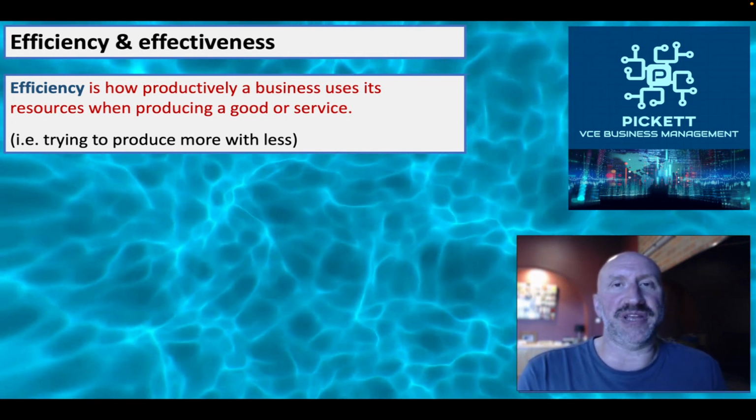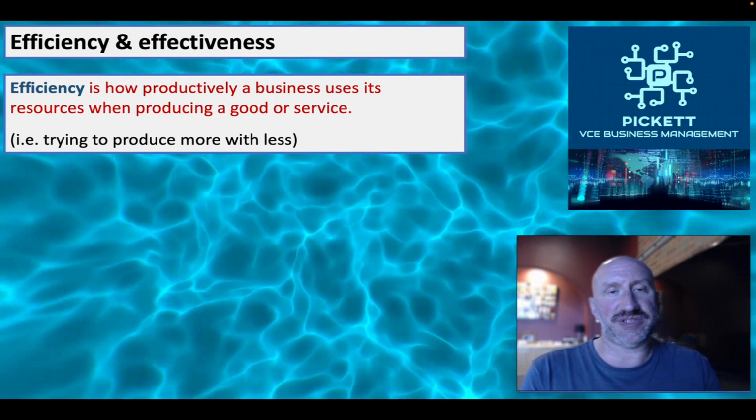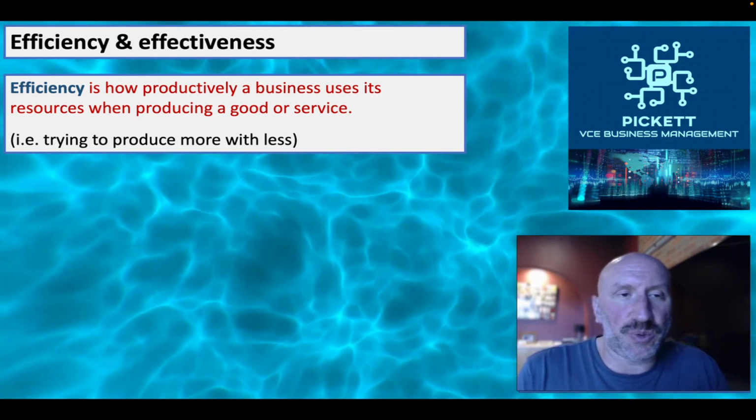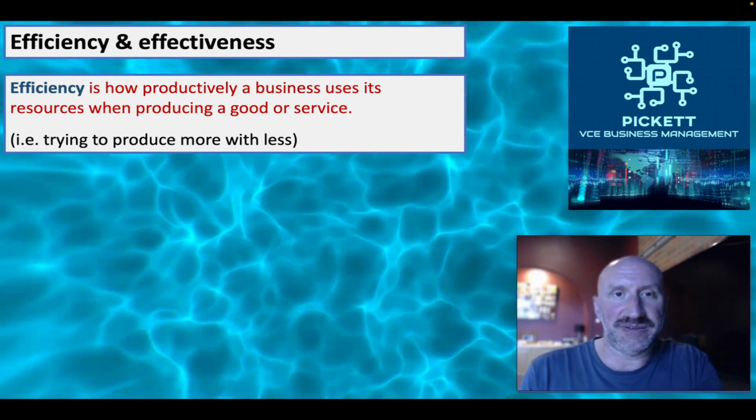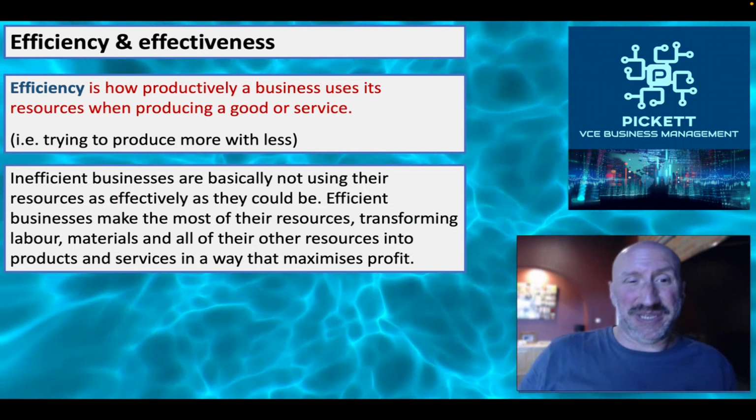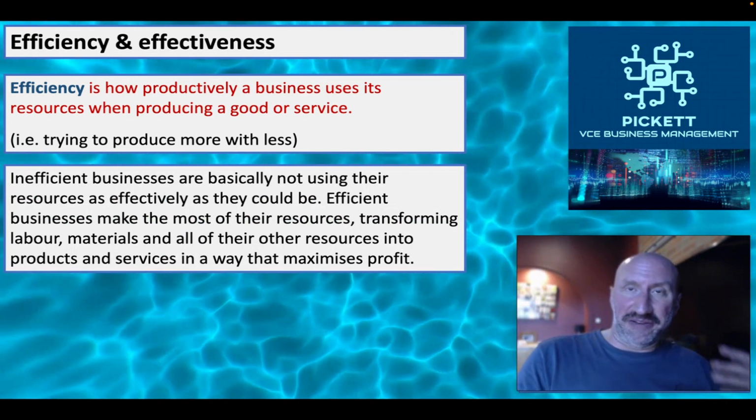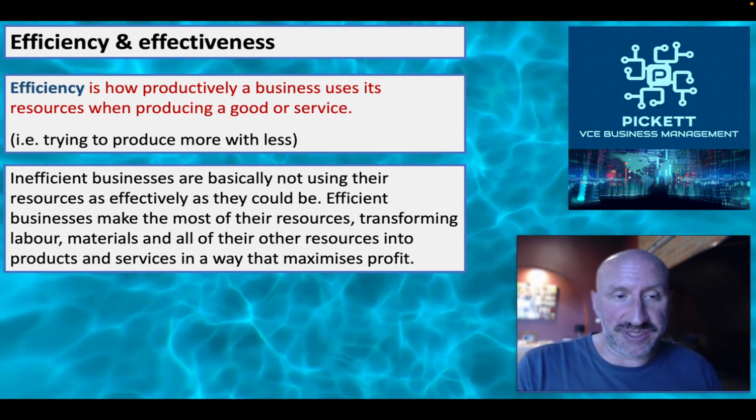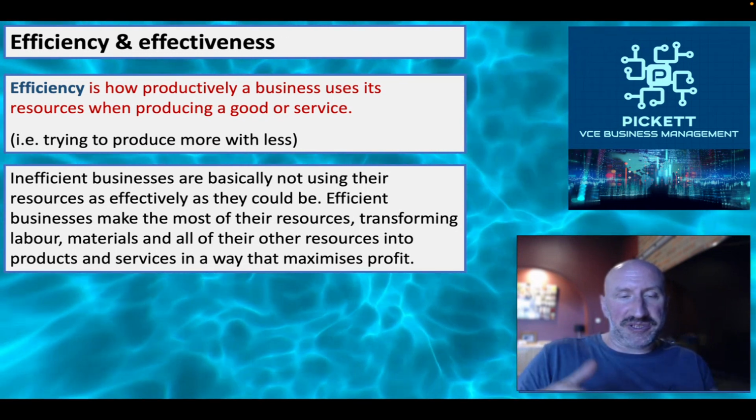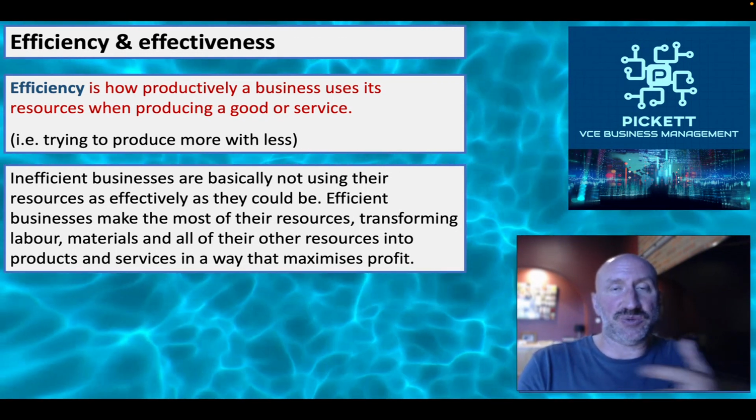Efficiency is how productively a business uses its resources when producing a good or a service. So how productively we're turning those inputs into the outputs. In other words, what we're trying to do is produce more with less. Ultimately, that's what it boils down to. Inefficient businesses are basically not using the resources as effectively as they could be. An efficient business makes the most of their resources, transforming all of those inputs into the products and services in a way that maximizes profit. So in other words, coming back to cost, in the cheapest way possible.